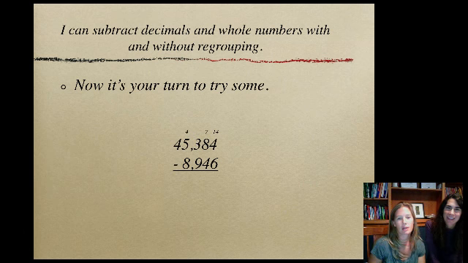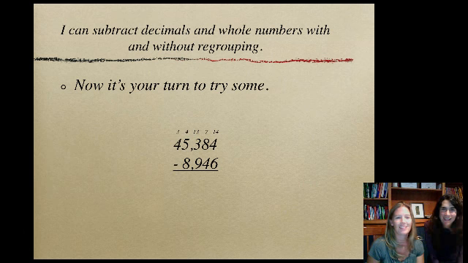So now I'm looking at my next column over. 3 take away 9. 9 is bigger. Have to borrow. So I ungroup my thousands place, which leaves me with 4 thousands, and now I have 13 hundreds. Can I do 13 minus 9? Yes. 4 minus 8.